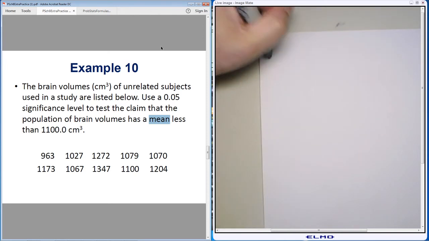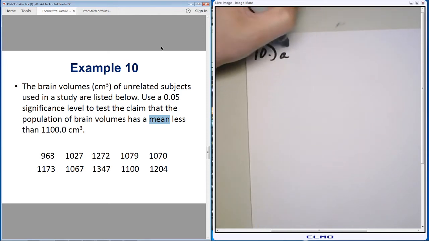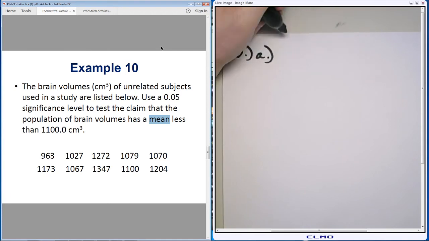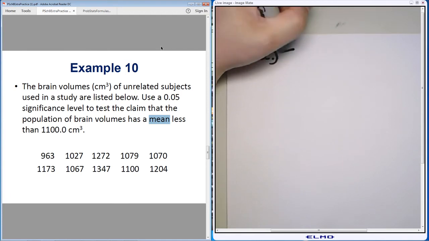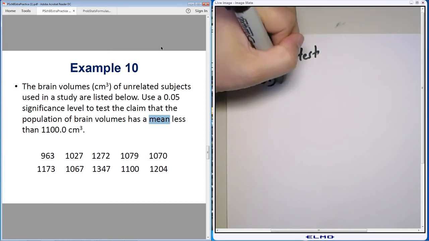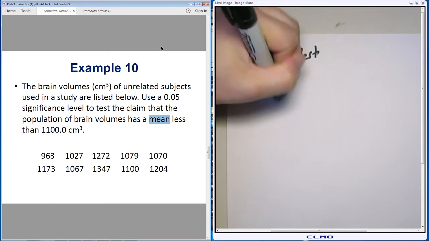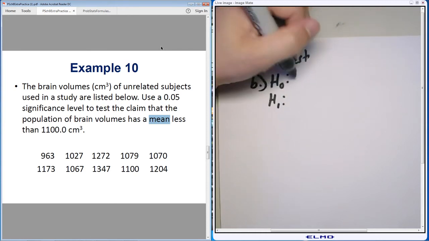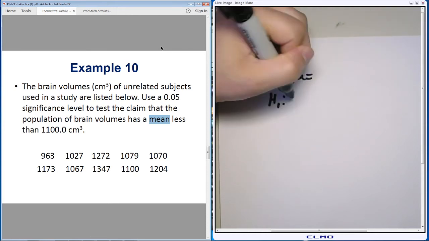First step, identify the test. We'll call it step A. This is going to be a t-test. Now we'll set up the hypotheses. H sub 0, H sub 1. Mu equals and mu.